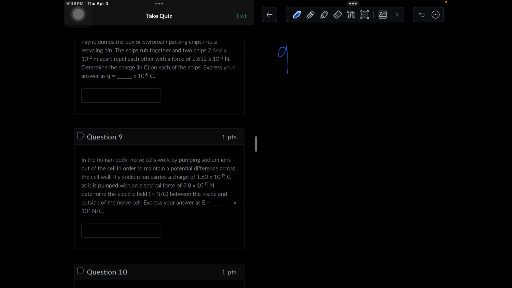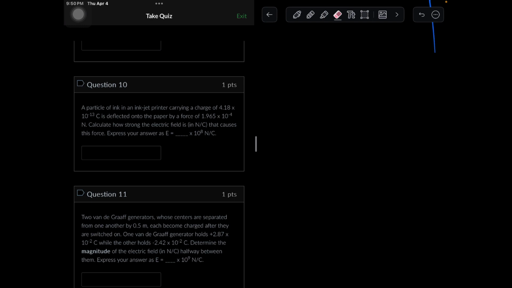Question 9. This is another nerve cell and sodium ion question with the Newton value, force value, the charge value, and you are to determine the electric field strength. If you are given the force value and the charge value, you know that newtons per coulomb is equal to the electric field strength. So take into consideration the force value and the charge value, divide them, and you will get the electric field strength.